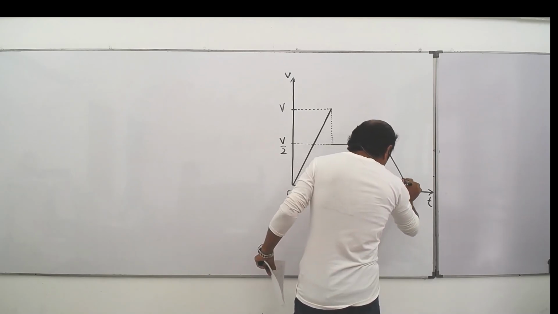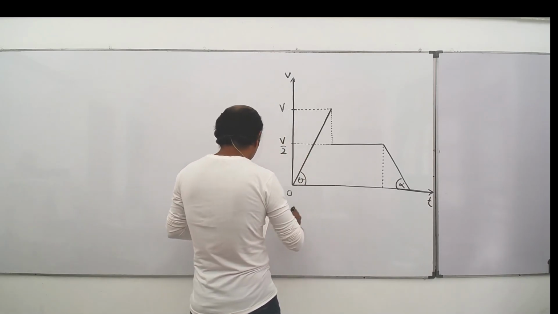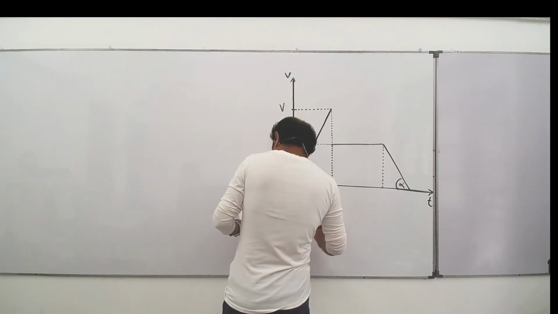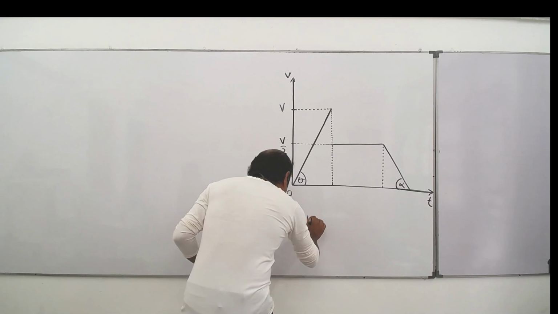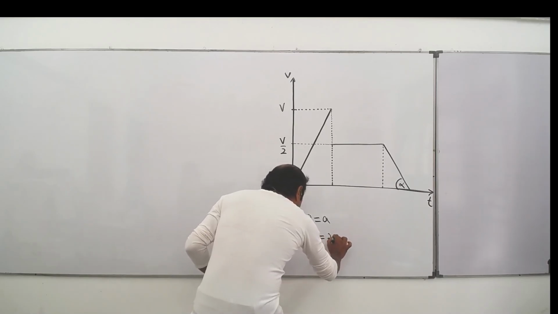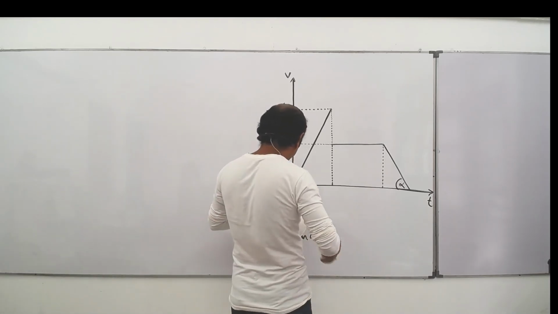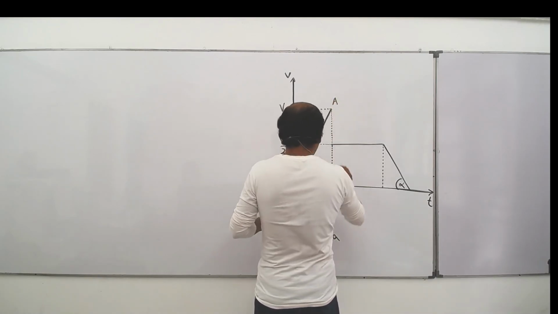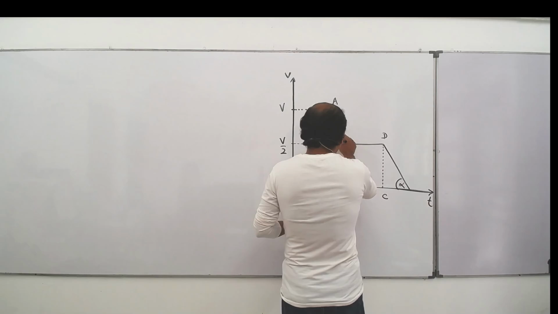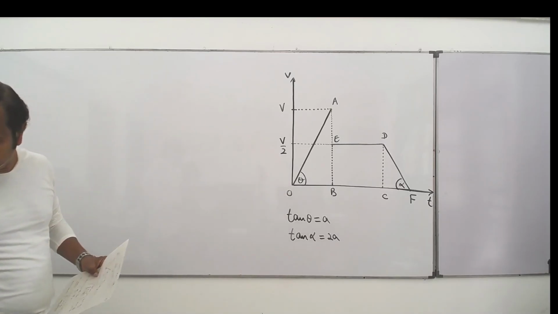Right. If this angle is alpha and this angle is theta, then tan theta gives the acceleration simply, and tan alpha gives the retardation 2a. So I'll take these points: this is A, B, C, D, and this is E, and this is F. Right. So now the first one you can calculate.